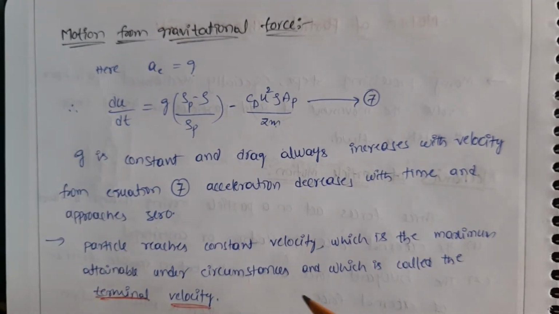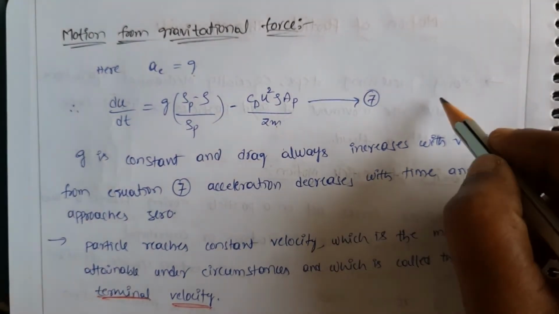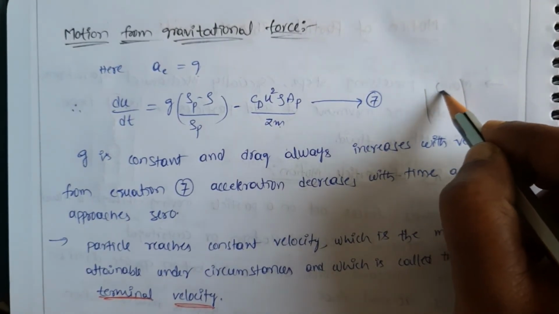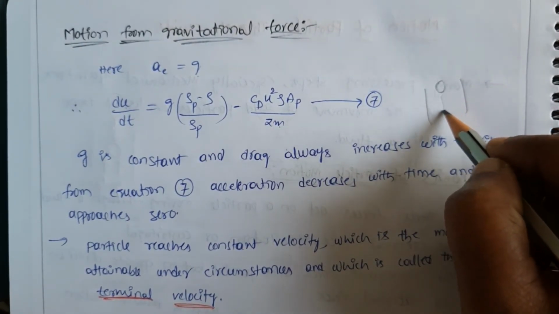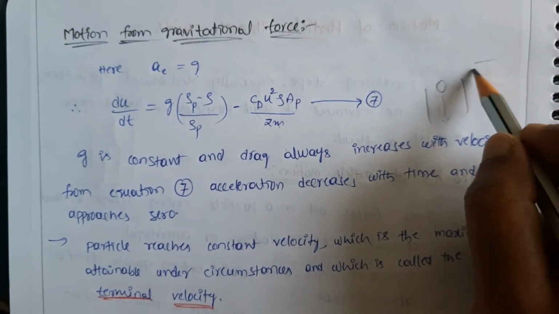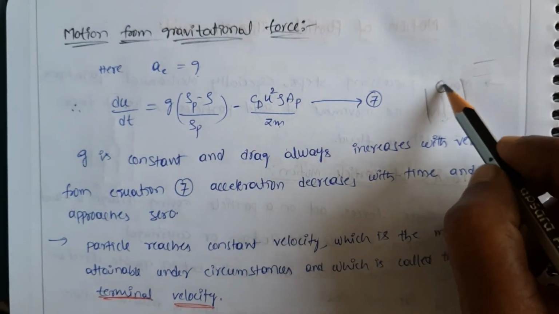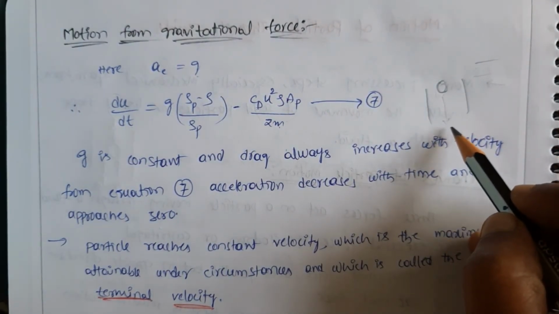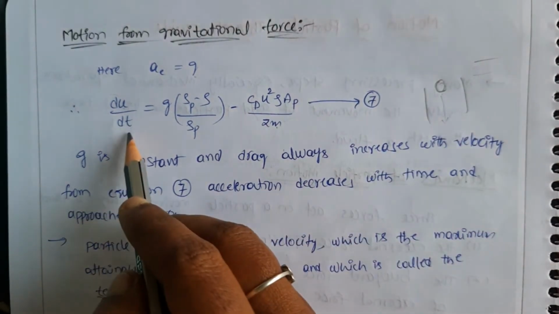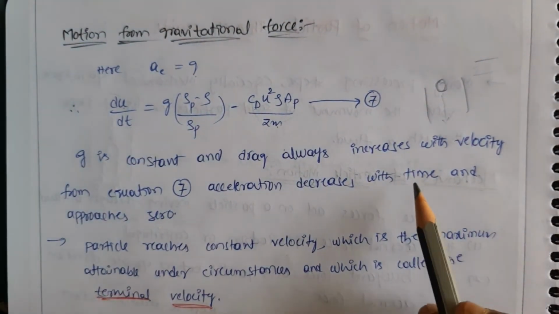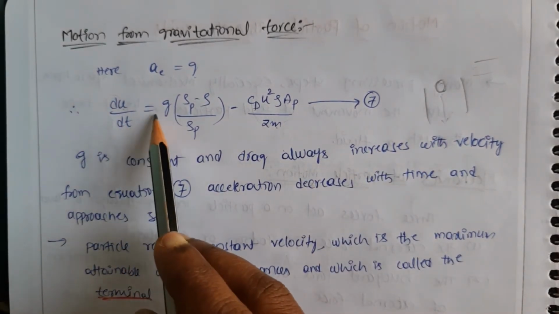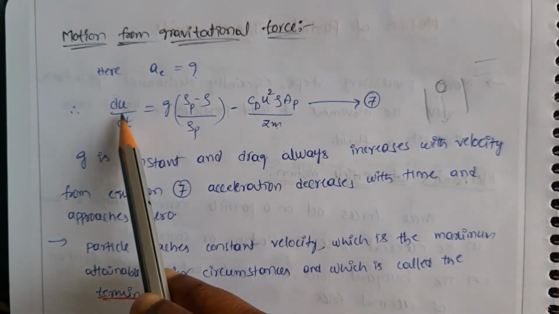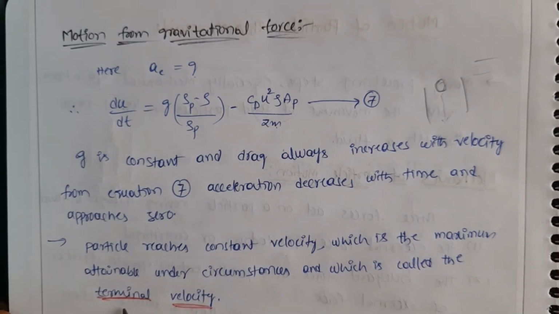So initially the particle will be accelerating. Let's say the particle starts from here, moving downwards, or in a horizontal tube it is moving in this direction. Initially the particle accelerates, then at a certain point it reaches a constant velocity. In such case du by dt will be 0, right? So whenever du by dt equals 0, we attain the maximum velocity of the particle. That maximum velocity is called the terminal velocity or terminal settling velocity.